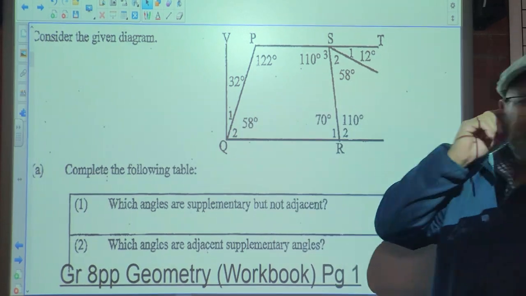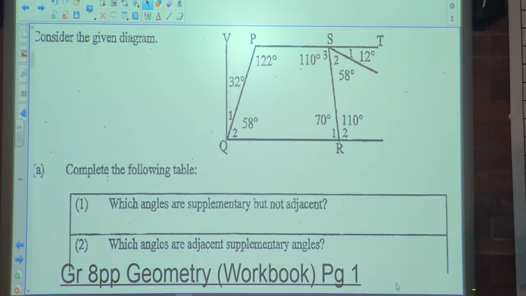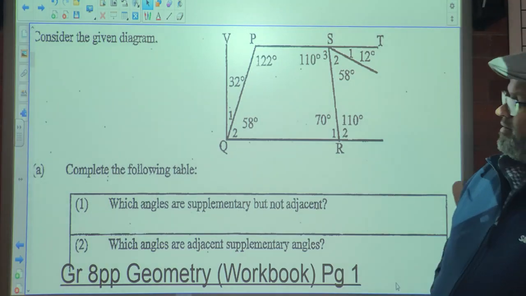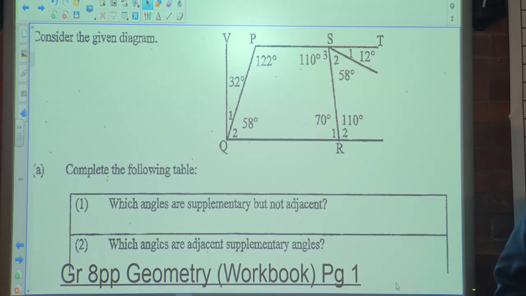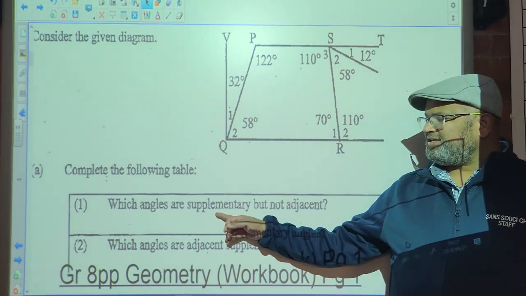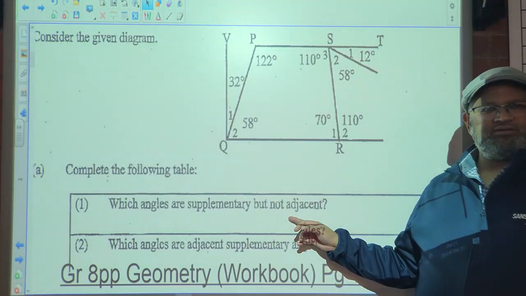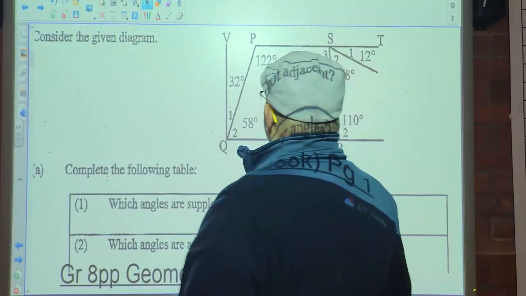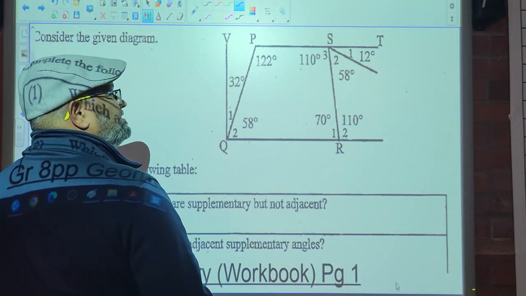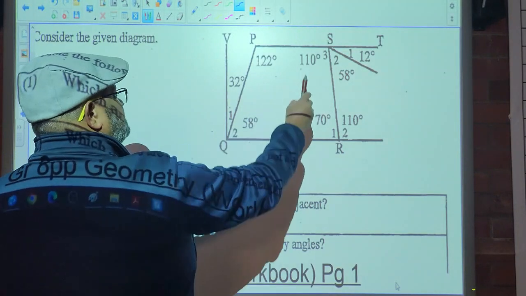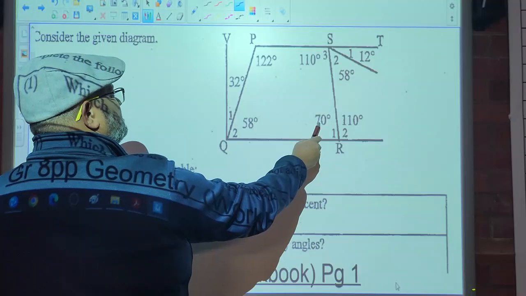People, what does supplementary angles mean? Add up to 180 degrees. But not adjacent. What does adjacent mean? Next to each other. That's adjacent. So it must be adding up to 180 but not next to each other. An example of that would be 110 plus 70.